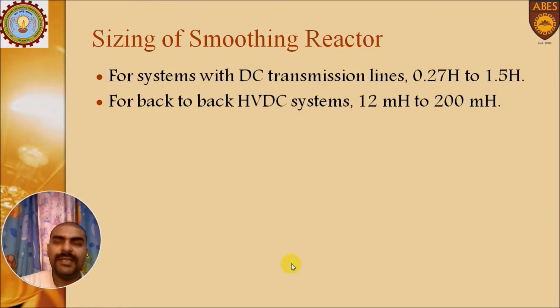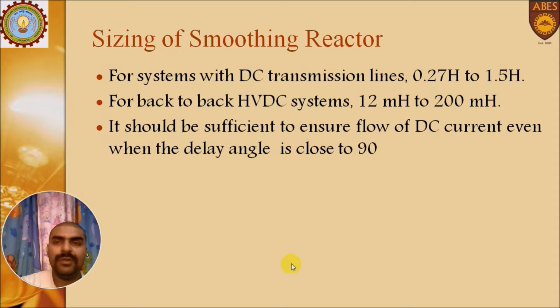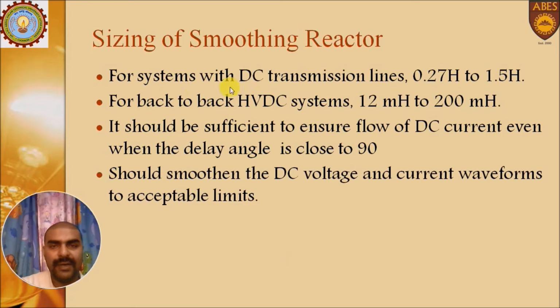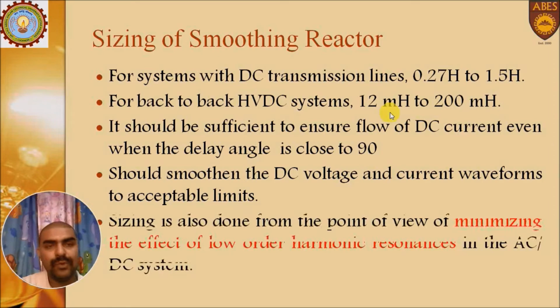Now the next point is about the sizing of the smoothing reactor. For a DC transmission line, the value of smoothing reactors is selected between 0.27 Henry and 1.5 Henry. For a back-to-back system, its value is from 12 millihenry to 200 millihenry, and it should be selected in such a way that it is sufficient to ensure the flow of DC current when the delay angle is approximately 90 degrees.